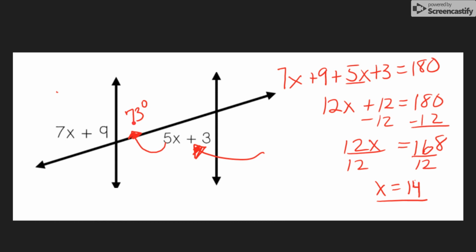Well, if you know that this is 73, you know that this is 73. And what about this angle? These two are vertical. This one's 73. And if this is 73, then this one has to be 73 because those two are corresponding angles. So just taking a little piece of information, you can figure out all your angle measurements.